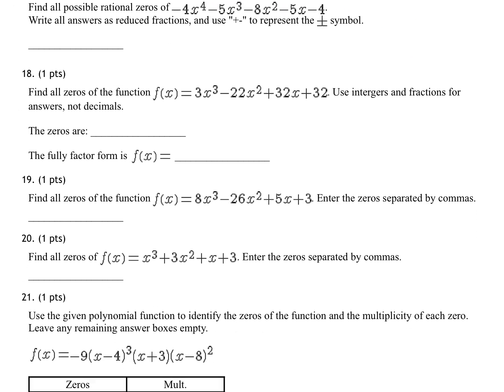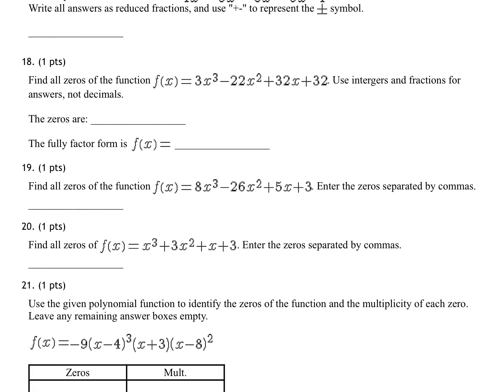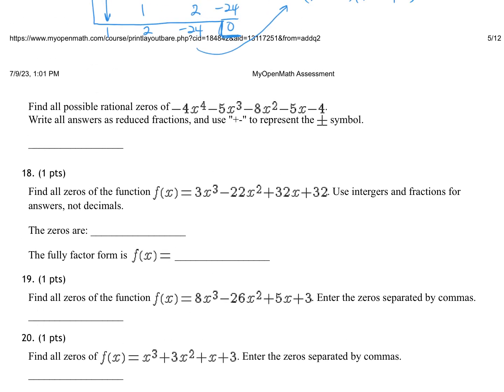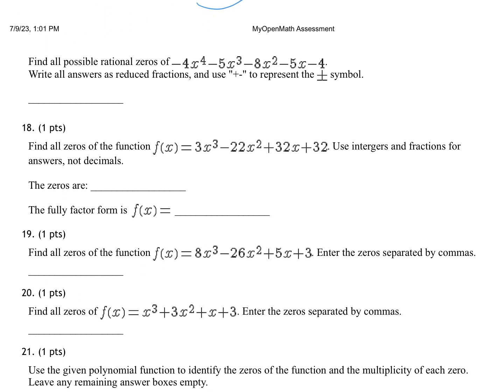Okay, let's see. 18. Oh wait, I skipped one. 17, find all possible rational zeros. So for this one, all you're doing is looking for your p's over q's. Remember that p is your constant. So here's p. And then q is your leading coefficient.